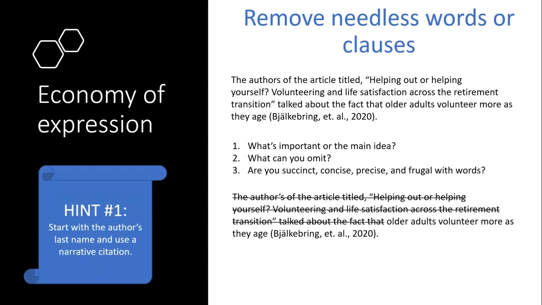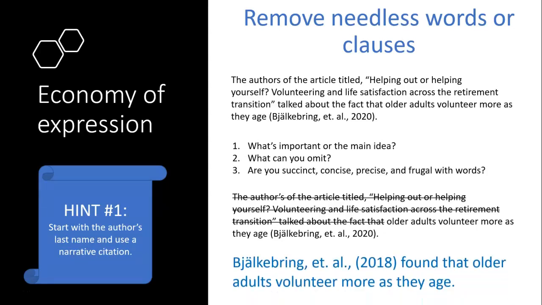So one way you can do this to kind of help yourself is to use that narrative citation so that you can have your writing flow a little bit better and be a little bit more succinct and clear. So start with the author's last name and use that narrative citation. So probably the best revision that I could think of, and I'm sure there are others, it's not one perfect one, would be to add the author's last name, the citation, the year of publication, and then you have a complete sentence and a complete citation, and you're all set.